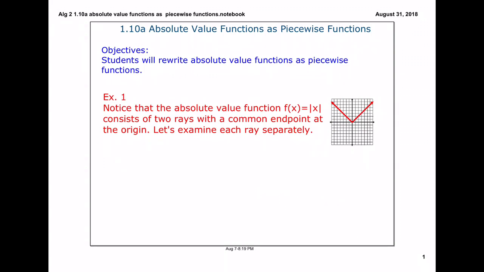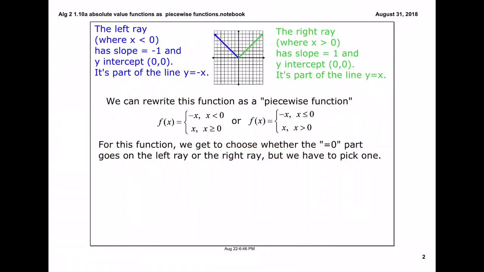Example number 1. Notice that the absolute value function to the right, f of x equals the absolute value of x, consists of two rays with a common endpoint at the origin. Let's examine each of these rays separately. The left ray, which is blue, where x is less than or equal to 0, has a slope of -1 and a y-intercept of (0, 0). It is part of the line y equals -x.